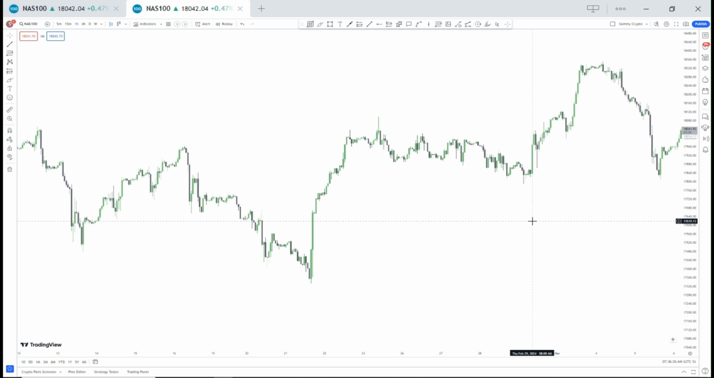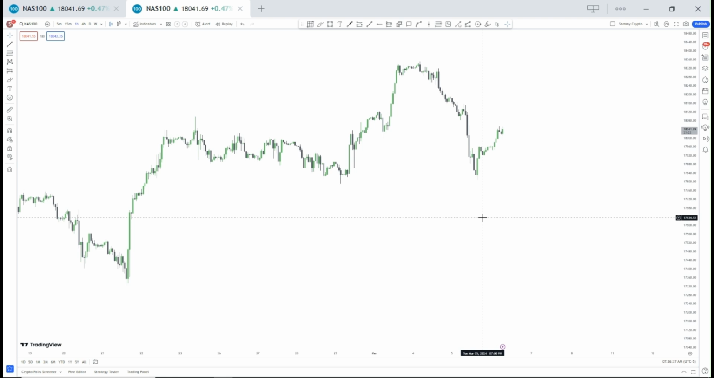So I've seen a lot of people use ICT Silver Bullet. They bury themselves too much in the lower time frame, whereby they don't understand what the higher time frame is doing. So let's take a few examples. Let's look at ICT Silver Bullet. Now, first, what is ICT Silver Bullet?